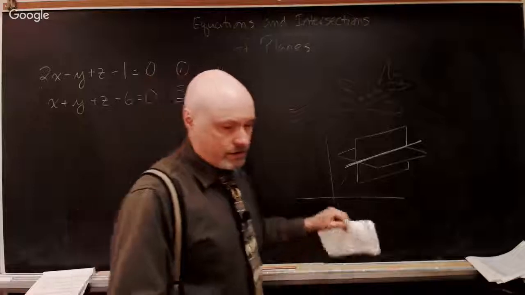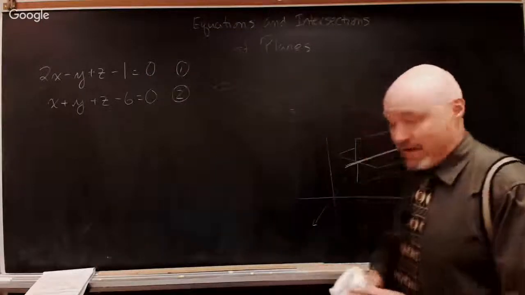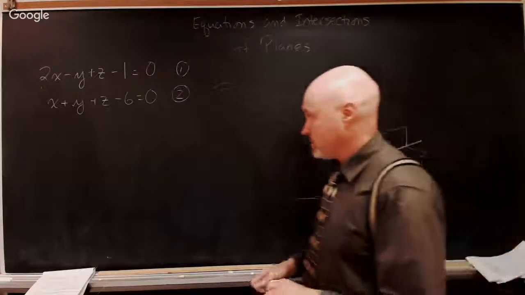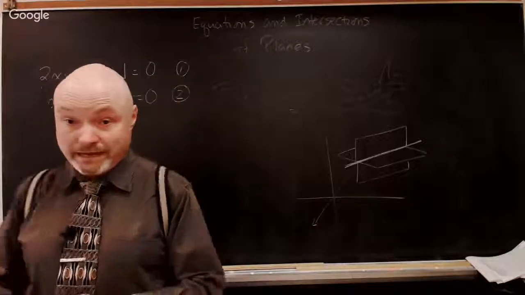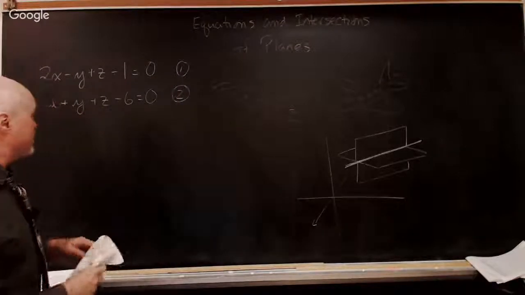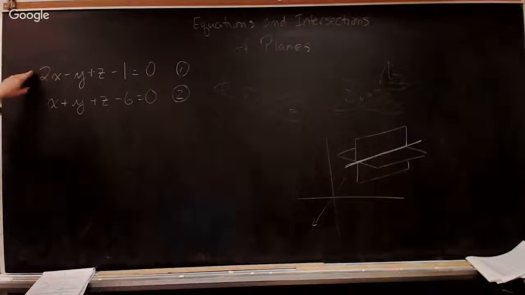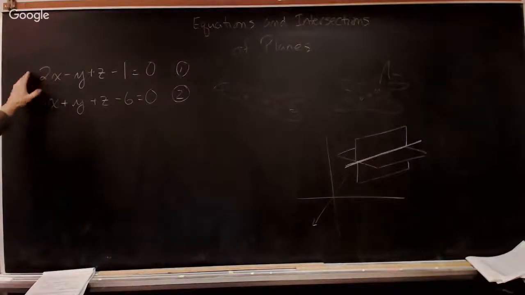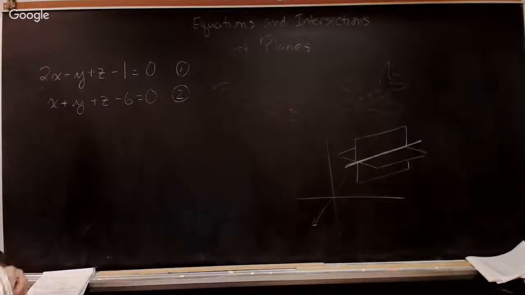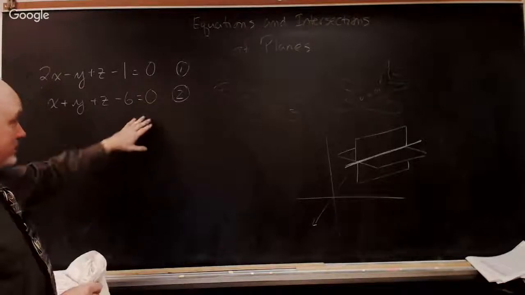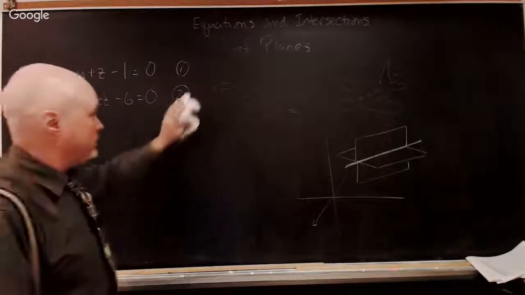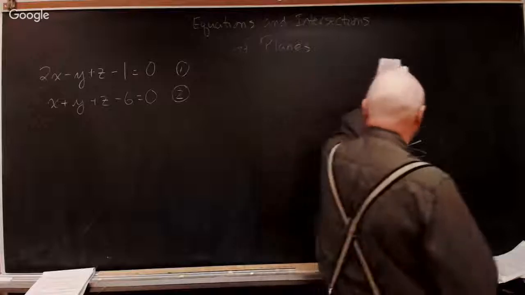A bit of a shout out to grade 10. Back when we did elimination of variables, we're going to play that same game with two planes. So here I have plane 1, 2x minus y plus z minus 1 equals 0, and plane 2, x plus y plus z minus 6 is equal to 0.